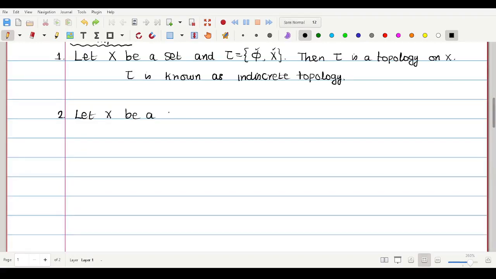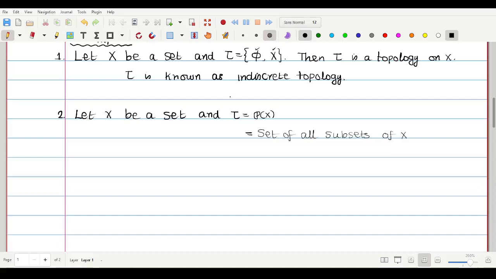Let X be a set, and tau is equal to, I call it, the power set of X. That is, this is the set of all subsets of X. X னுடைய எல்லா சப்செட்ஸும் எடுத்துக்கிட்டேன். அப்போ கண்டிப்பாக எம்டி செட் உள்ள இருக்கும், ஹோல் செட் உள்ள இருக்கும்.